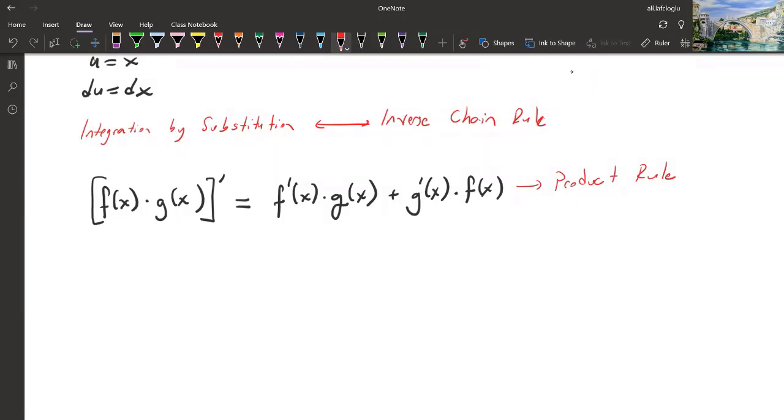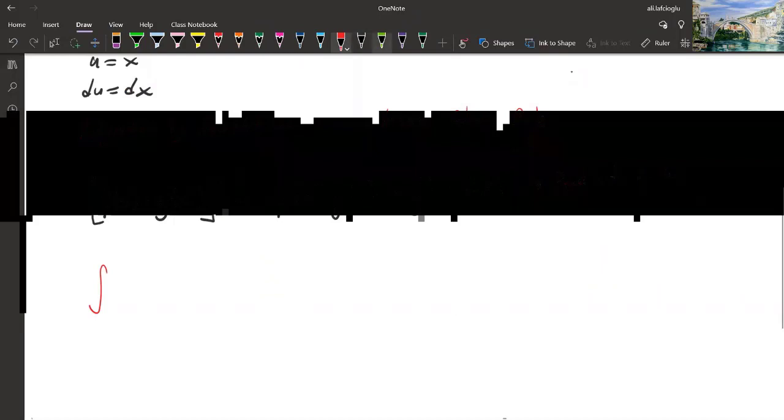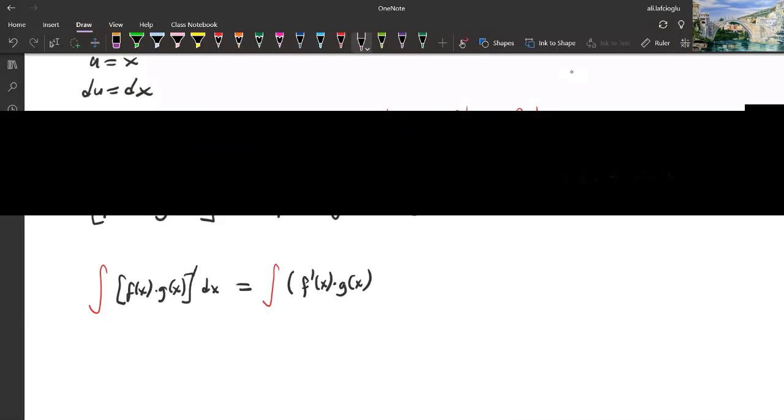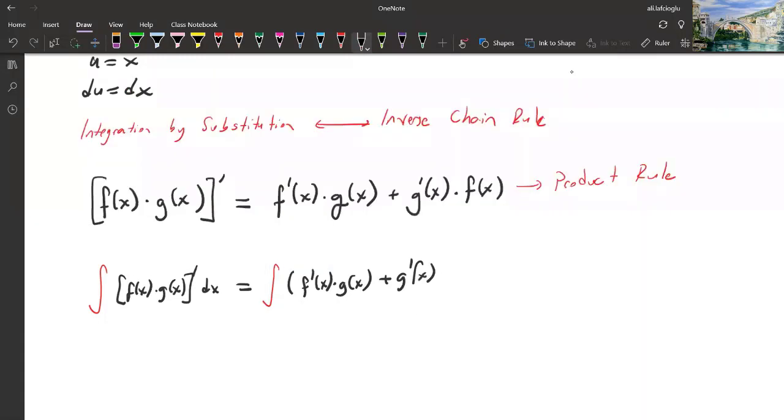Now I will integrate both of the sides. When you take the integral of both sides, let me take the integral with respect to x, of course. Integral of this part, the derivative of f of x times g of x dx, is equal to integral of, here we have a parenthesis, f prime of x times g of x plus g prime of x times f of x dx.